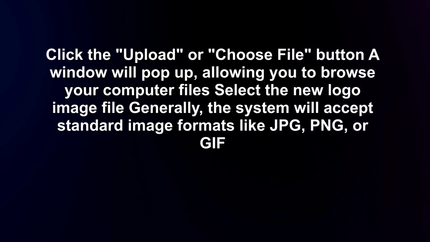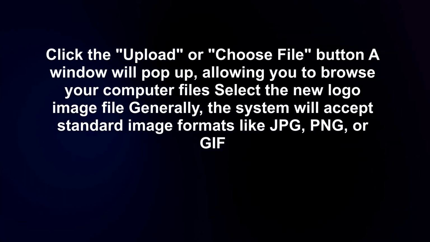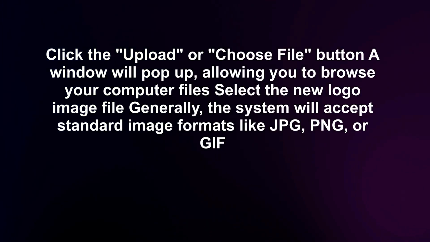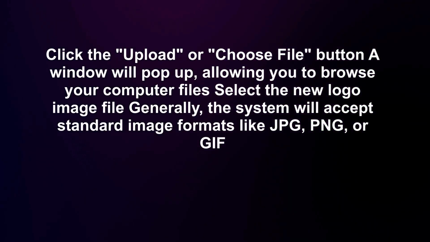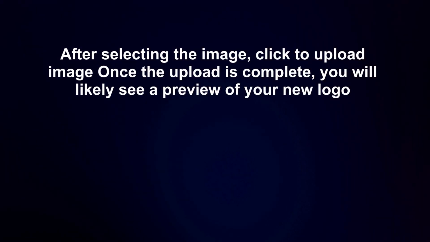Click the Upload or Choose File button. A window will pop up, allowing you to browse your computer files. Select the new logo image file. Generally, the system will accept standard image formats like JPG, PNG, or GIF. After selecting the image, click to Upload Image.